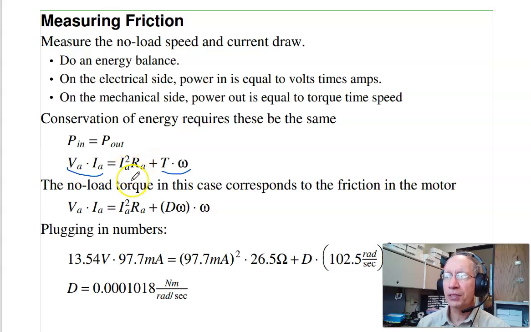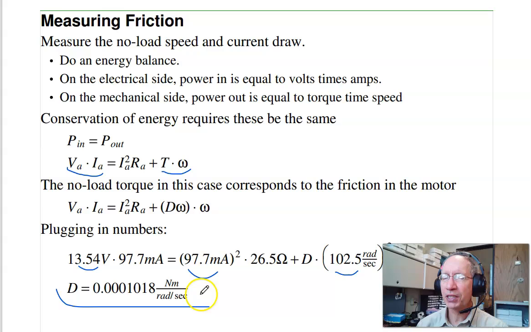If I measure the current, so here I had 97 milliamps, 13.54 volts, and the speed was 102 radians per second, 26 ohms. I have one equation, one unknown, solve for the friction. And I get the friction is 0.000108 newton meters per radian per second.